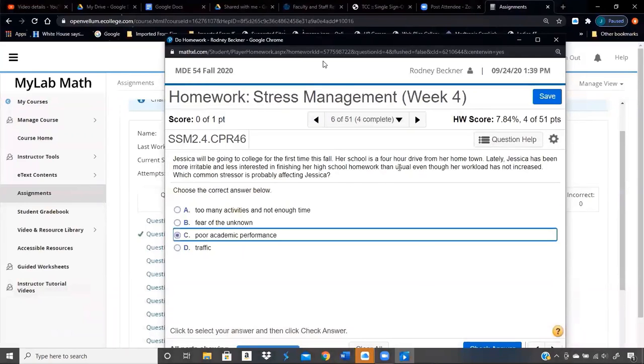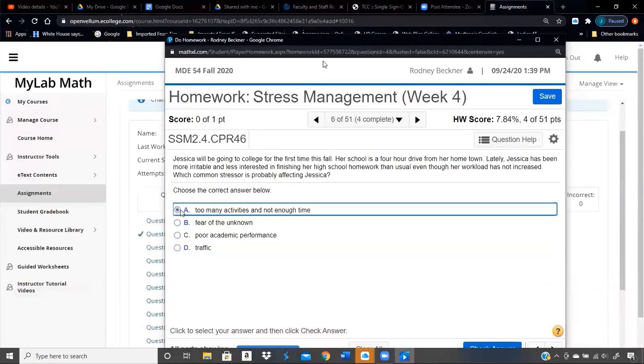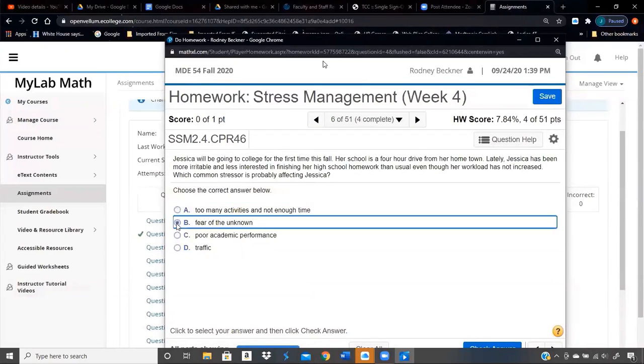Poor academic performance, again, that doesn't say anything about her academic performance currently in here, so C doesn't seem great. D, they said it's a possibility. You could be worried about traffic in the future. Too many activities and not enough time. Again, there's nothing really in here that's kind of dictating that that's the problem. It's probably fear of the unknown. And some people might also say they've got senioritis because I already got into college. I don't feel like I need to do anything else in high school. I feel like that should have been one of the choices personally. So let's see.